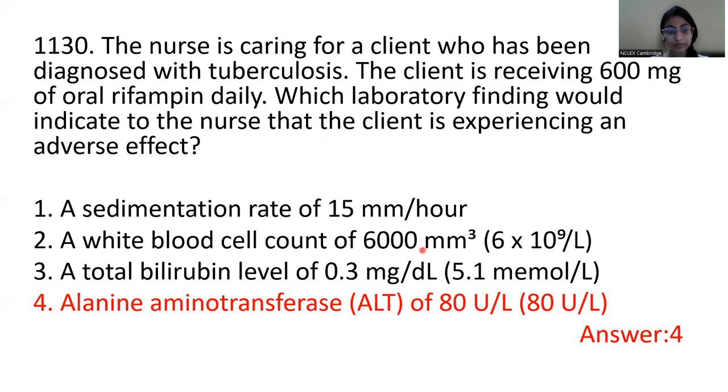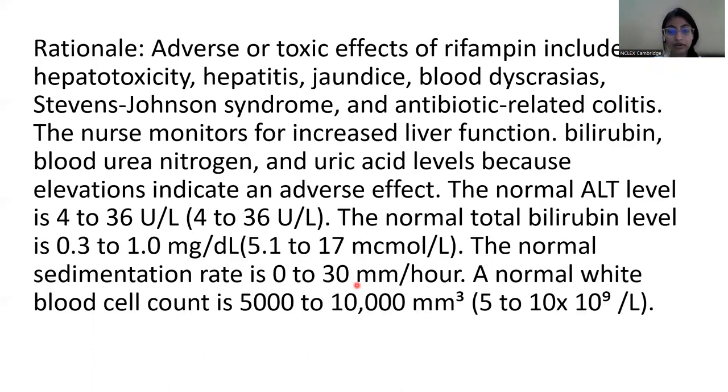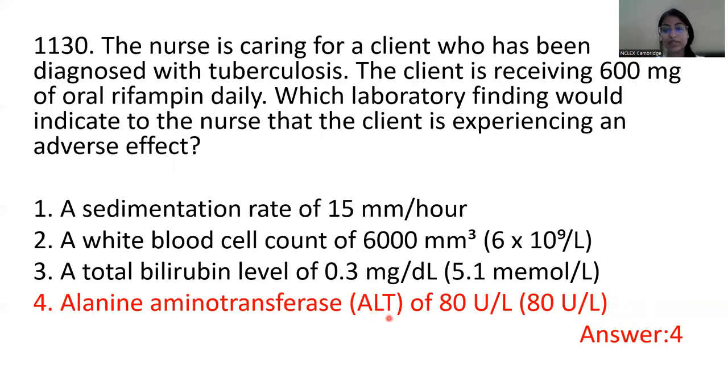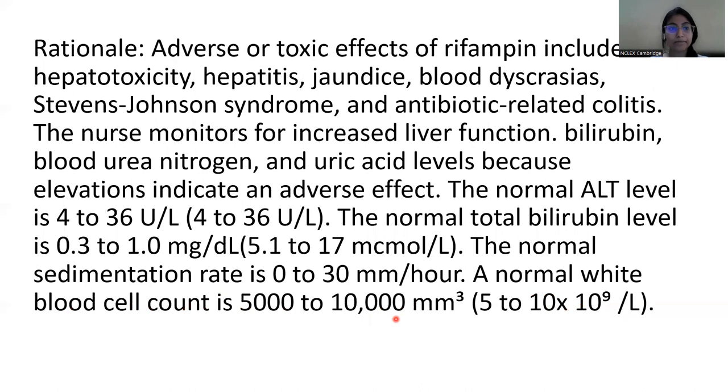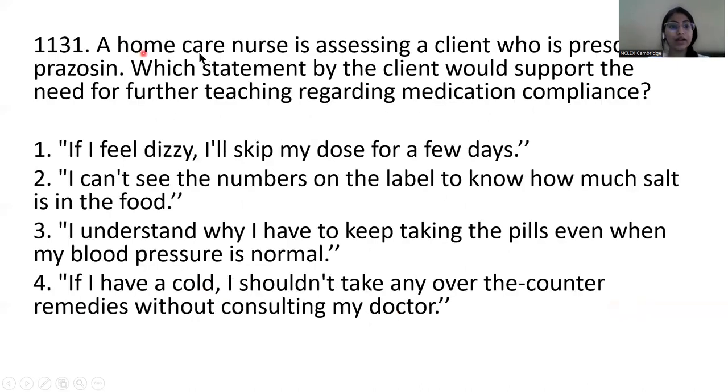The WBC count is normal, sedimentation rate is also normal, and total bilirubin is also normal. Only ALT is abnormal. So this is the correct answer. Now let's see the next question. A home care nurse is assessing a client who is prescribed prazosin.